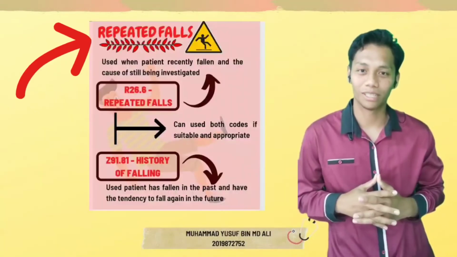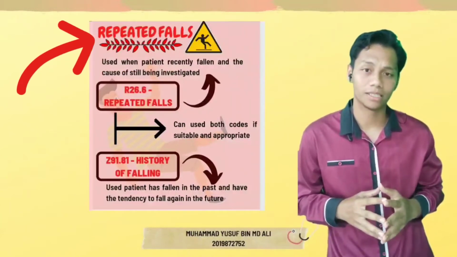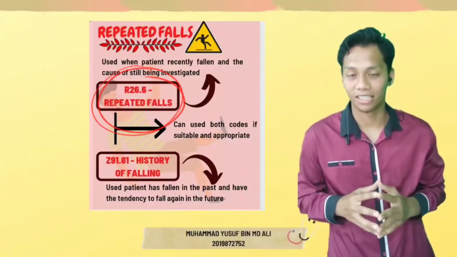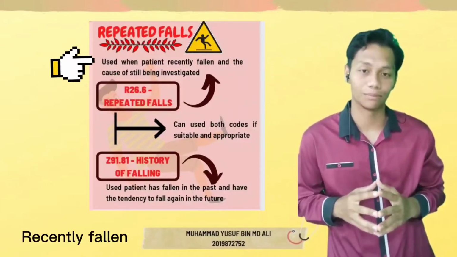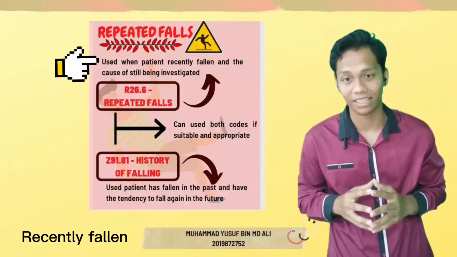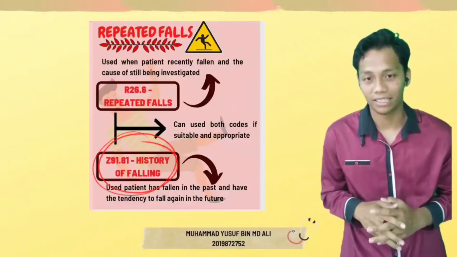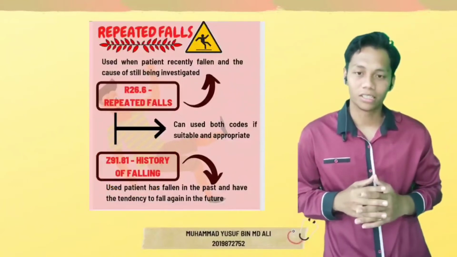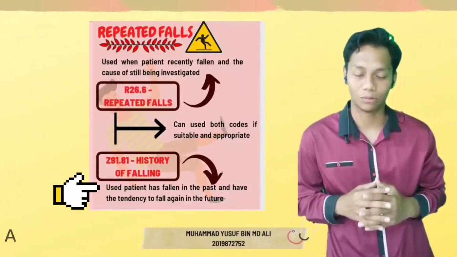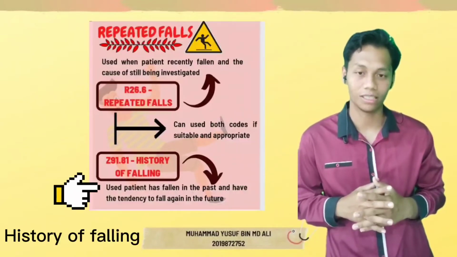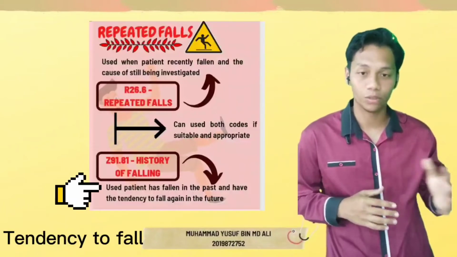So I'm going to be explaining about repeated falls. The code for repeated falls is R26.6. It is used when the patient has recently fallen and the cause of it is still being investigated. Another one is Z91.81. It is history of falling. This code is used when the patient has a history of falling in the past and has the tendency to fall again in the future.